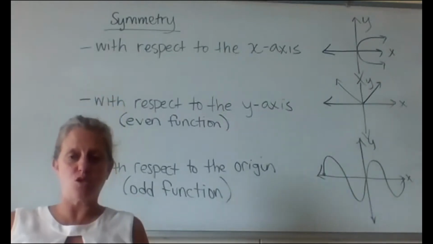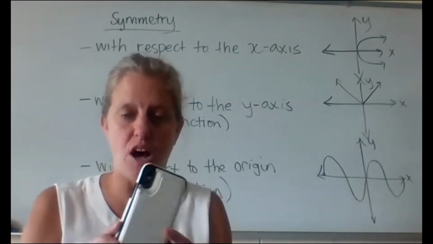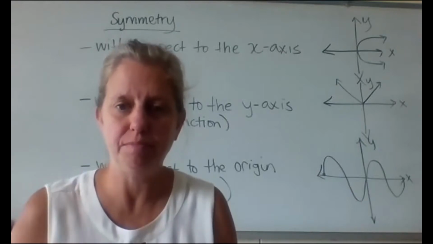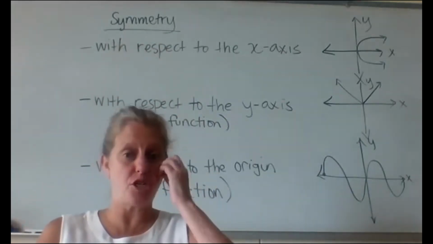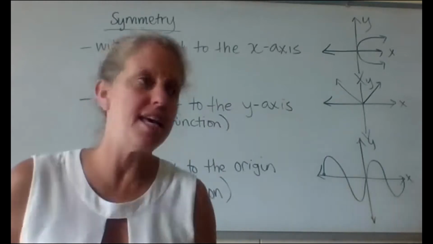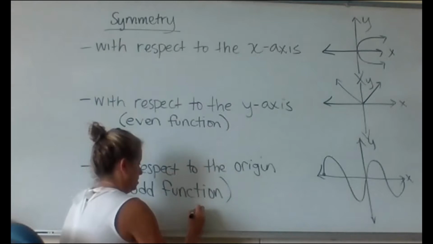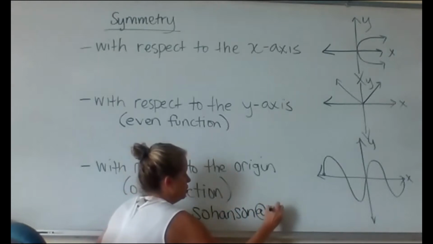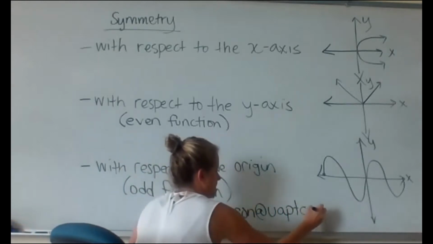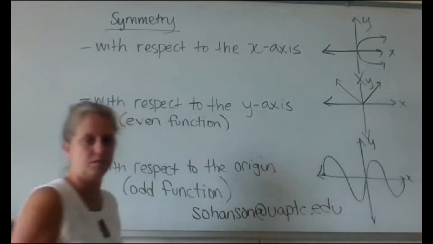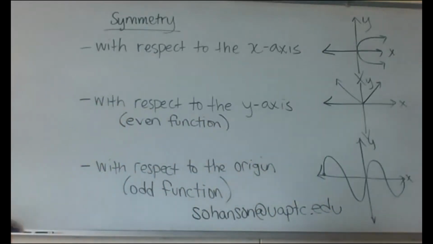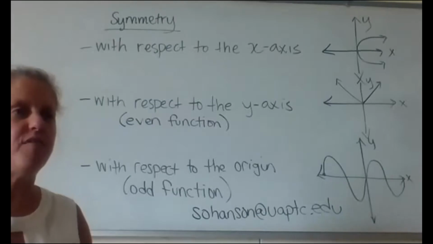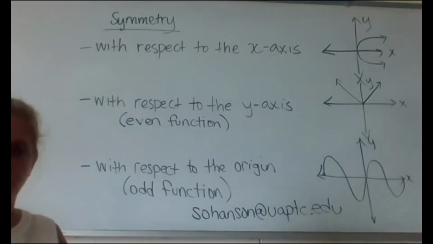I think the easiest way to do that is just to get your phone and take a picture of it, and then go to your text messages, and instead of typing a phone number that you're going to send a text to, type in my email address, which is sohanson@uaptc.edu. And then attach your pictures of your scratch paper to that text message. If you have any issues with that, just let me know and we'll figure out another way.